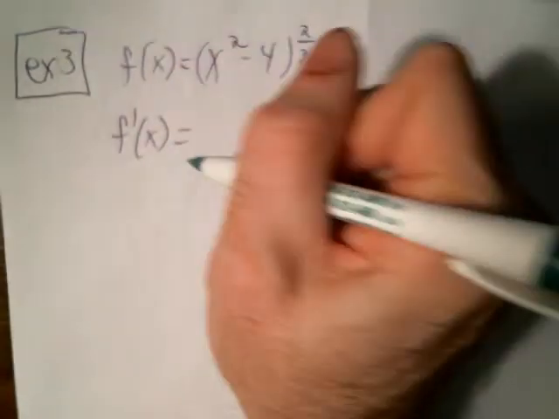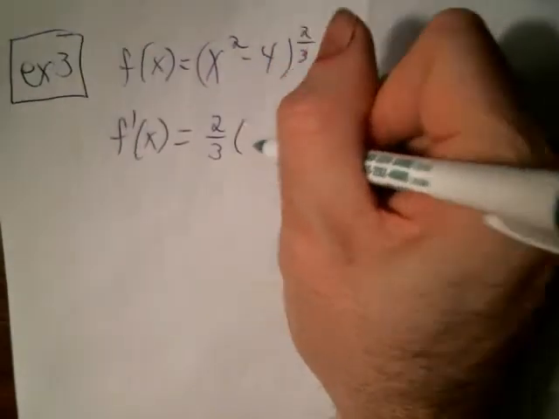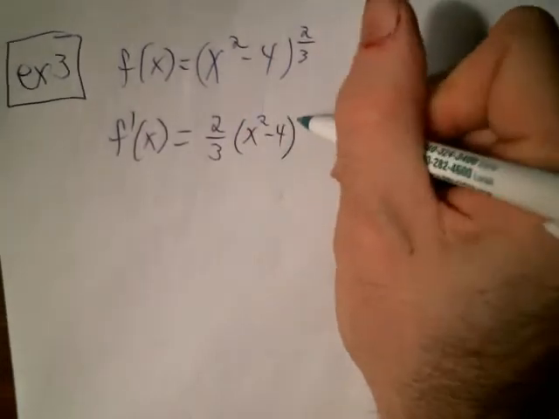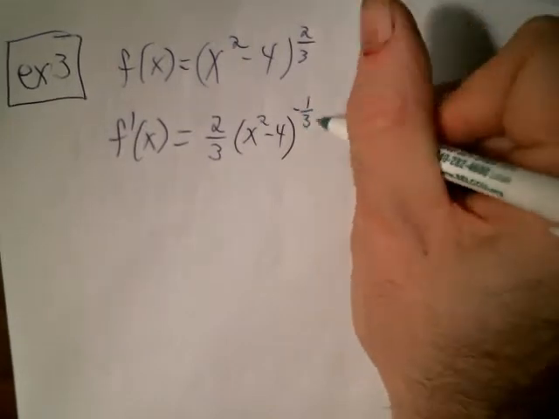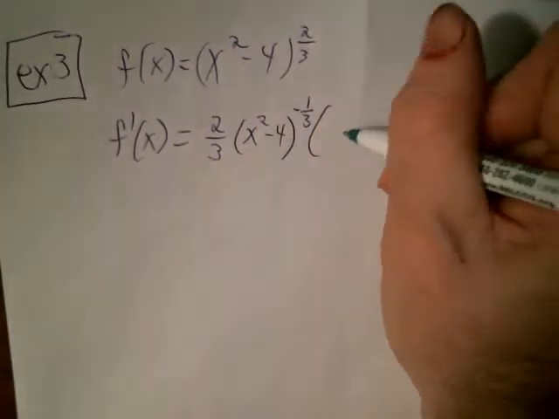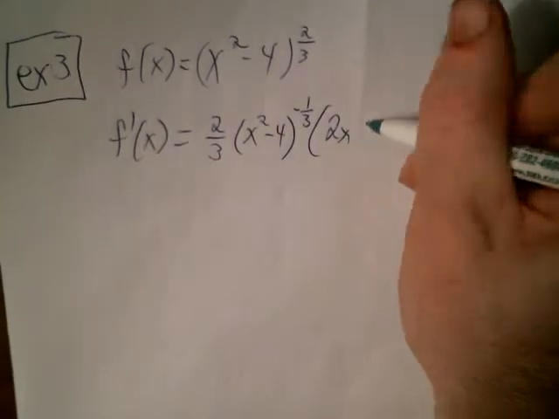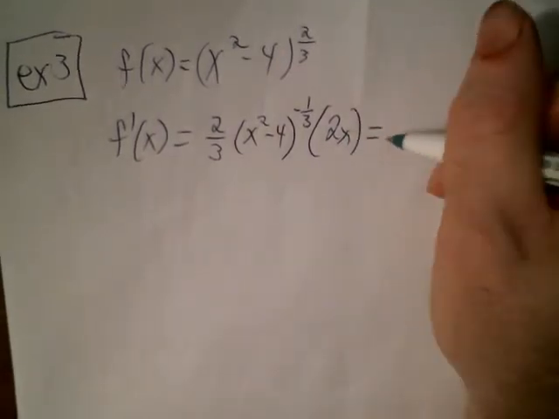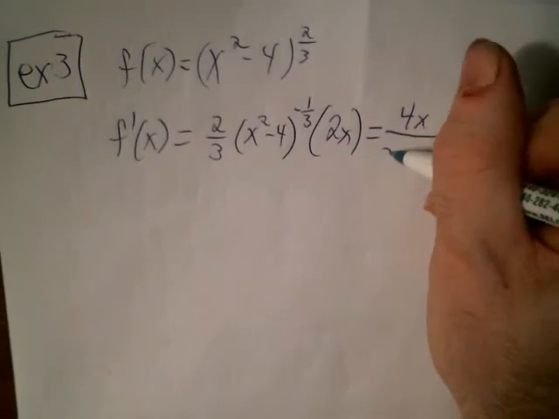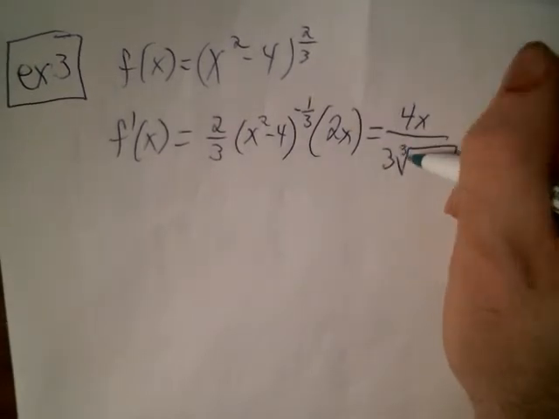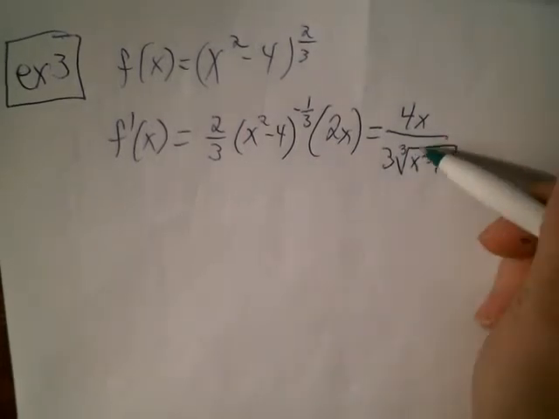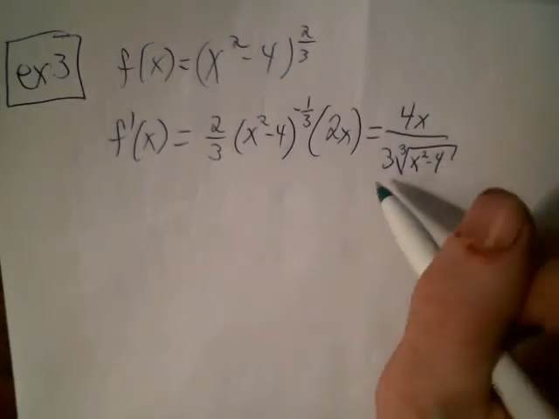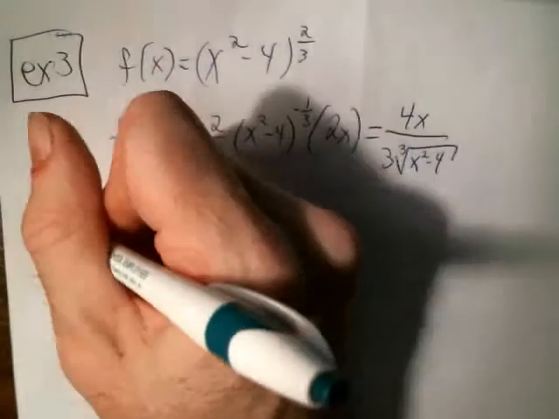F prime of x is 2/3 times x squared minus 4 to the 2/3 minus 3/3 power, or minus 1/3 power, times the derivative of the innards, which should be 2x. Okay. Clean that up a bit, and you get 4x all over 3 times the cube root of x squared minus 4. Okay, so this guy has some places where the derivative is not defined. We haven't really seen that in my examples to this point.